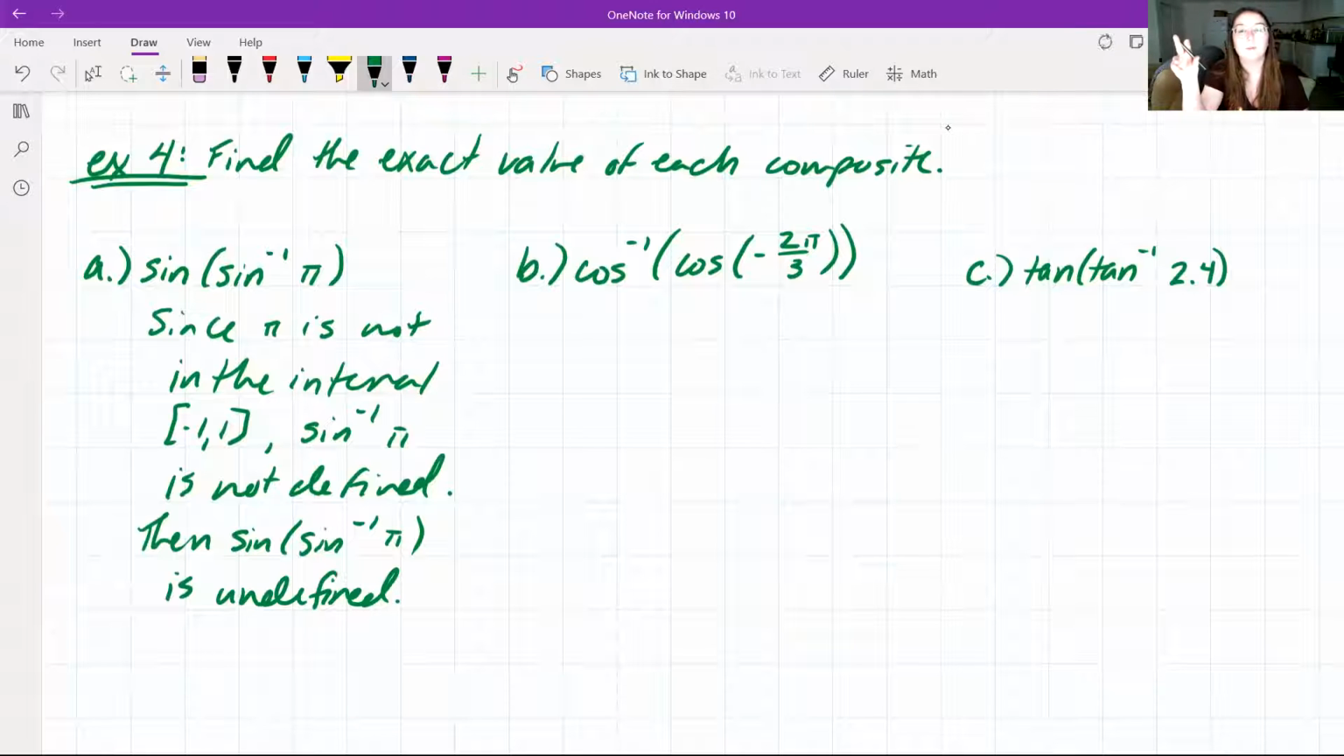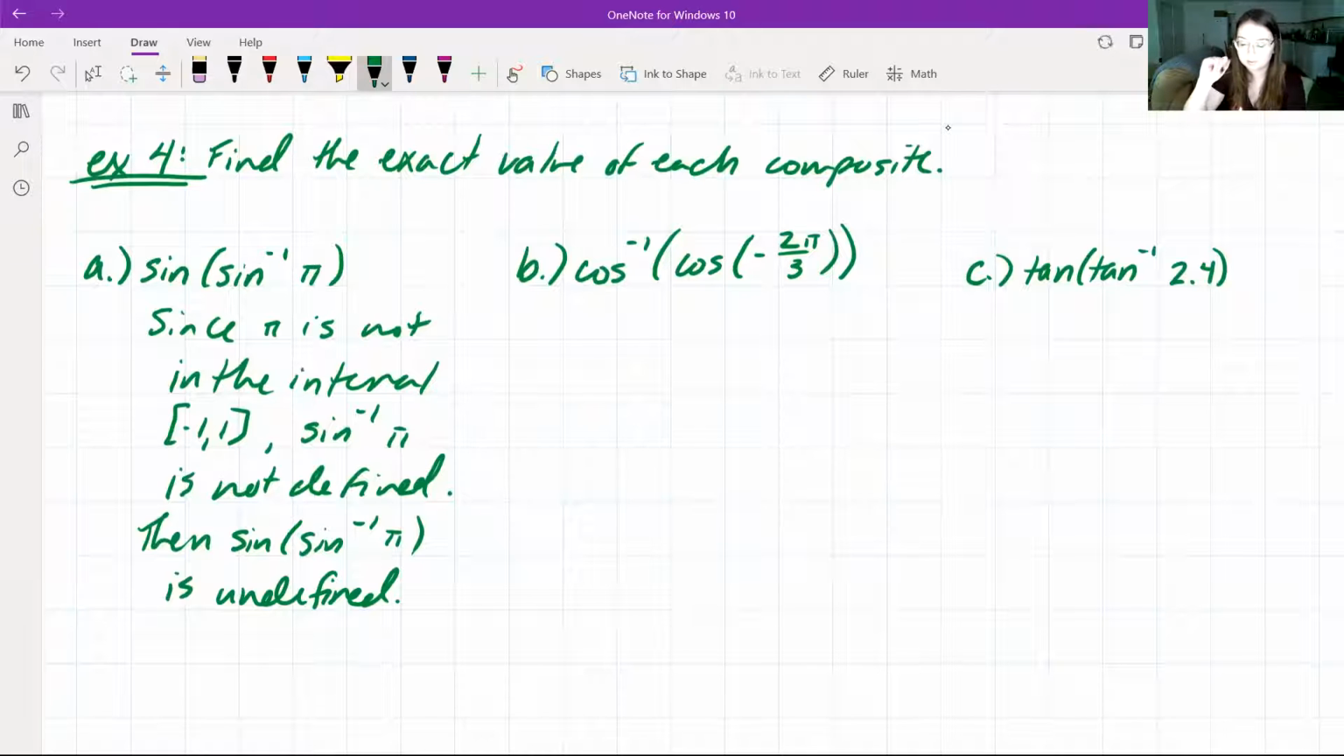Since we're only focusing on a single interval, if your theta or x value does not fit in that interval, it just means that it's undefined. Your answer is going to be undefined. Whatever you have on the inside of the parentheses, that's going to be undefined as well. So it's really important to look at the actual value of theta or x that you're looking at.